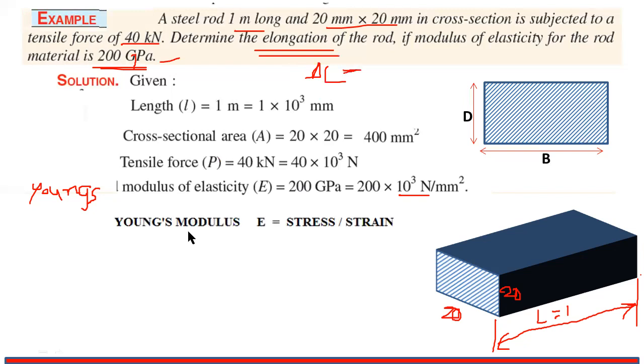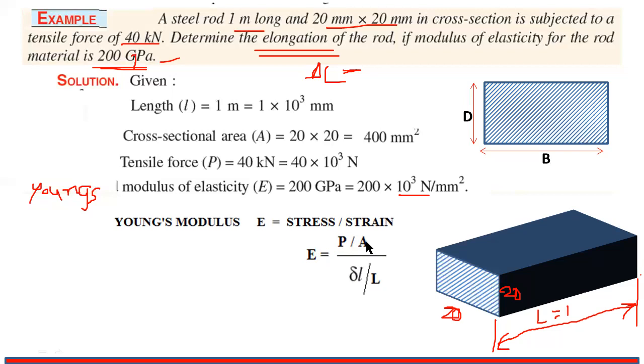Already we know the formula for Young's modulus, capital E equal to stress by strain. That is, E equals stress, load by area, divided by strain, delta L by L, the change in length by original length. Here there are no units for strain, and the units for stress are Newton per mm square, so Young's modulus is also in Newton per mm square. The value of P is given, E also we know, and the original length we know.